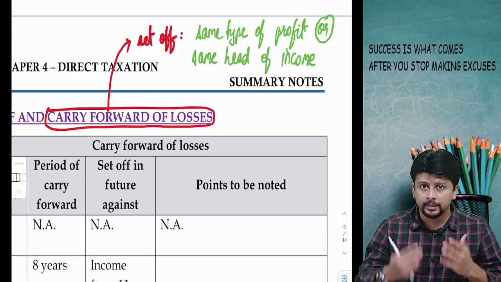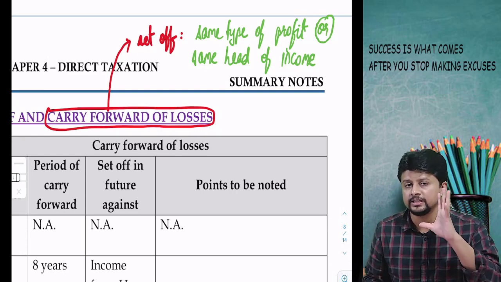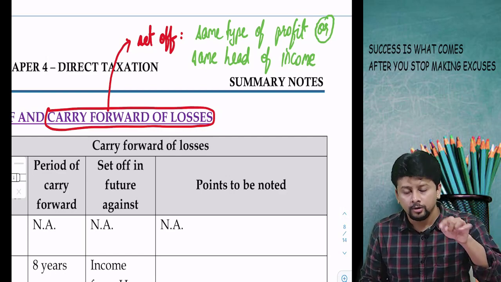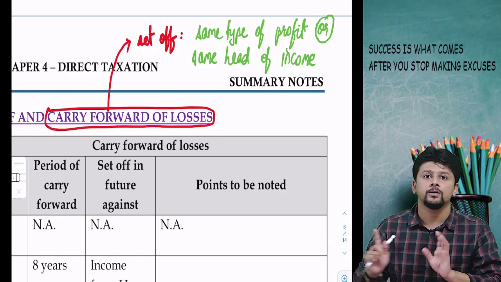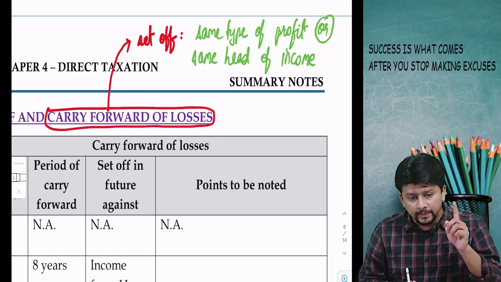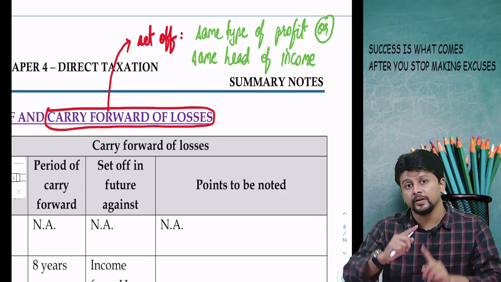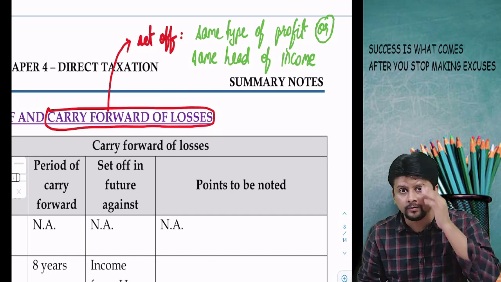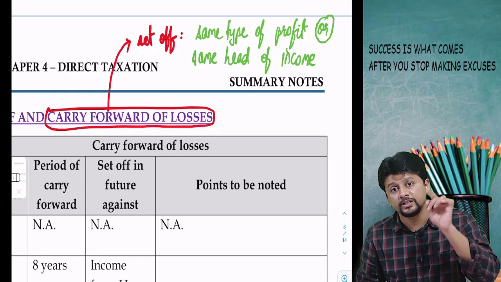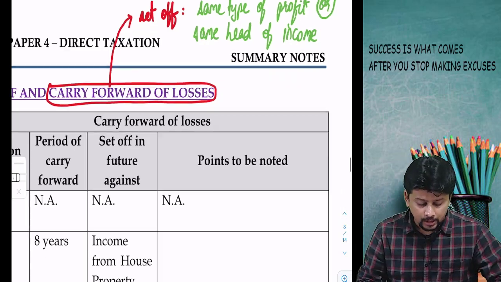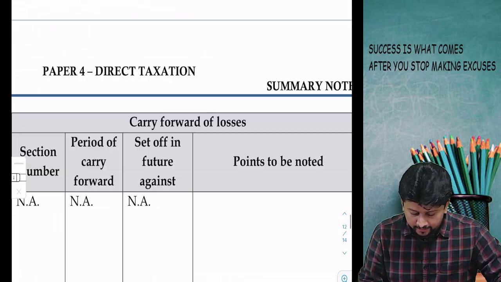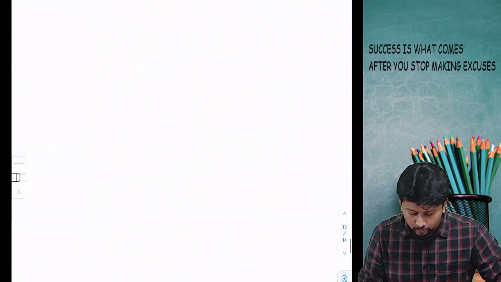So if house property loss, please remember this and please understand this properly. House property loss brought forward today can be set off against house property only. PGBP loss brought forward can be set off against PGBP profits only. Speculation loss brought forward can be set off against speculation profits only today. The confusion that I am trying to avoid, many students tend to have this confusion. That is the thing that I want to avoid.